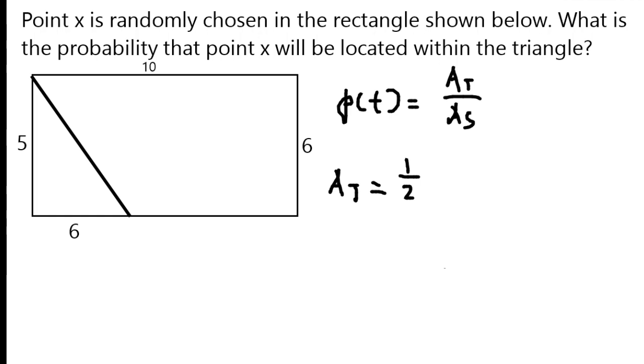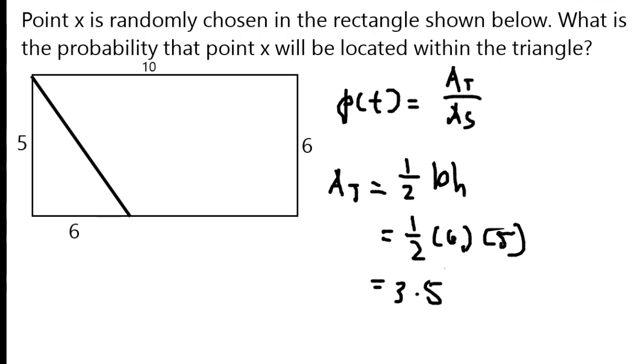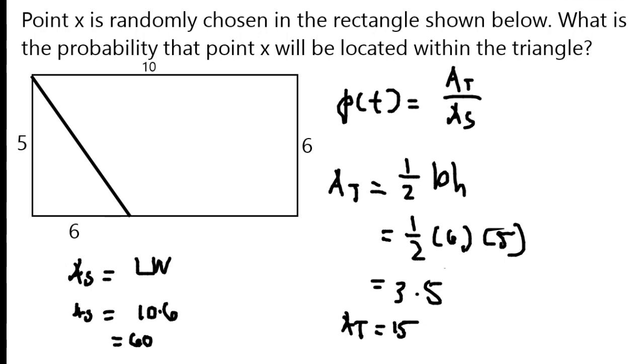The area of a triangle is 1/2 base times height. The numbers are already given. The base is equal to 6 and the height is equal to 5. So we can just divide 6 by 2 and we get 3, and then we get 15. So the area of the triangle is equal to 15 square units. Now let's calculate the area of this rectangle. The area of the rectangle is length times width. Our length is already given, it is 10, and our width is 6. So 10 times 6 is 60. So the area of this rectangle is 60 square units.